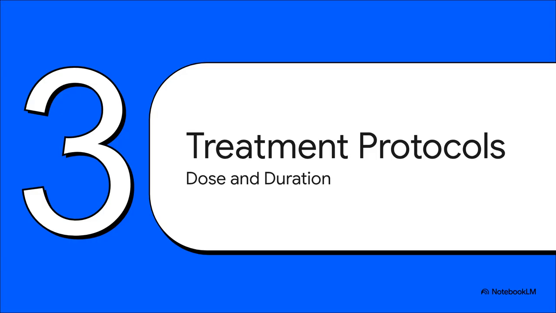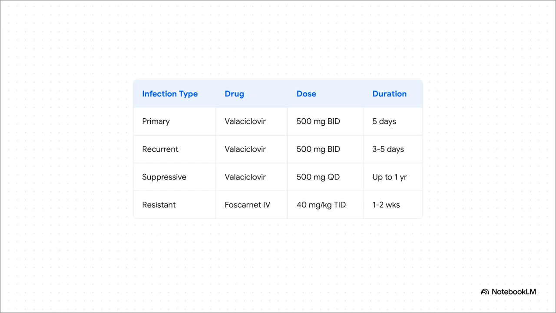Once you have that diagnosis, it's time for treatment. But here's the thing you have to understand right up front. Our current antiviral drugs manage the virus, they suppress outbreaks, but they do not get rid of it. They don't cure it. For most adults with anogenital herpes who are otherwise healthy, valacyclovir is a standard of care. We just adjust the dosing based on the situation.